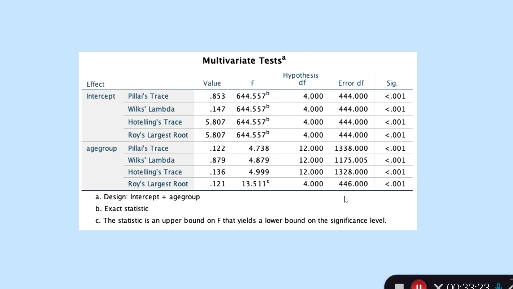So if we've only got two levels of the independent variable, go for Hotelling's trace. If we've met all our assumptions, and certainly if we're happy that we can assume homogeneity of variance-covariance matrices, use Wilks' lambda. In most cases, when you've got three or more groups, that's where you see Wilks' lambda reported. If you can't assume homogeneity of variance-covariance matrices because you've got a significant Box's M test, then report Pillai's trace. I've never really seen Roy's largest root reported.